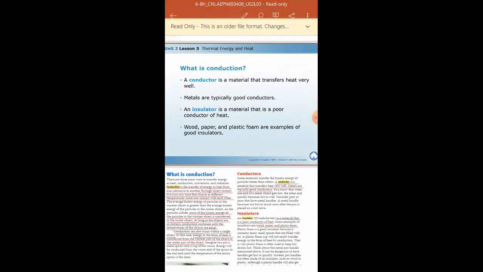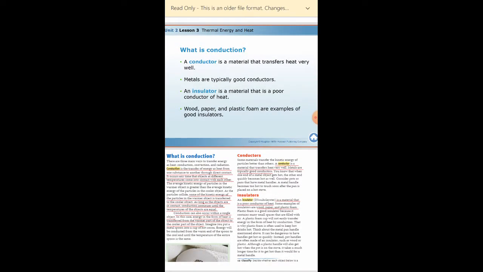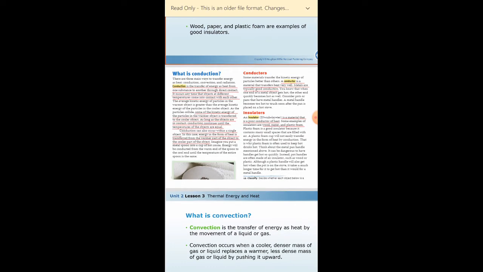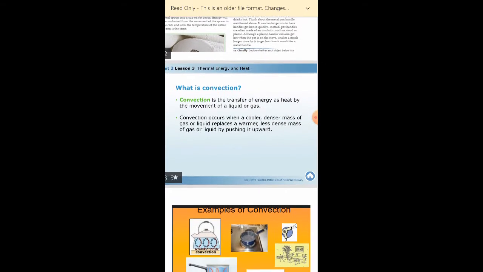Okay? Insulators are the opposite: materials that are poor conductors, or that don't conduct thermal energy very well, such as wood, paper, plastic, foam, and other materials. Now we will talk about convection. What is convection? Actually, convection is the transfer of energy as heat by the movement of a liquid or gas. As I told you, fluids.